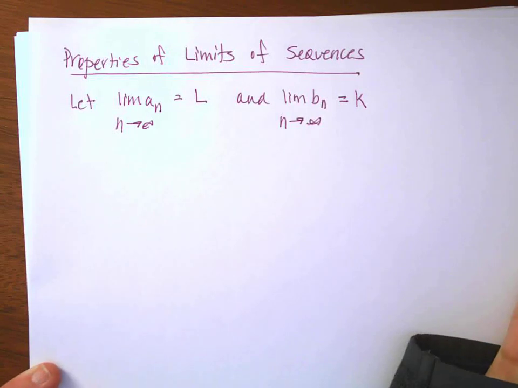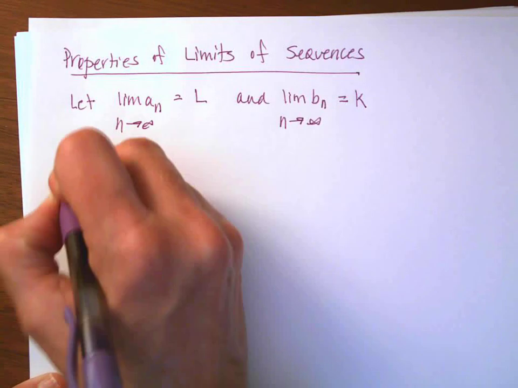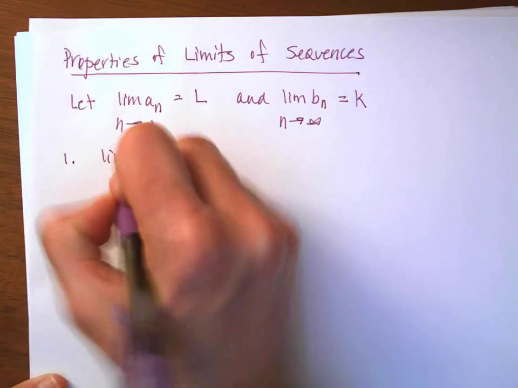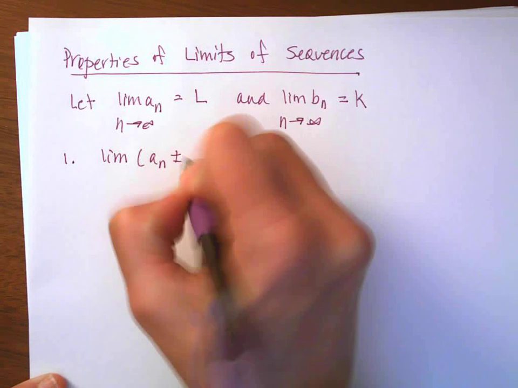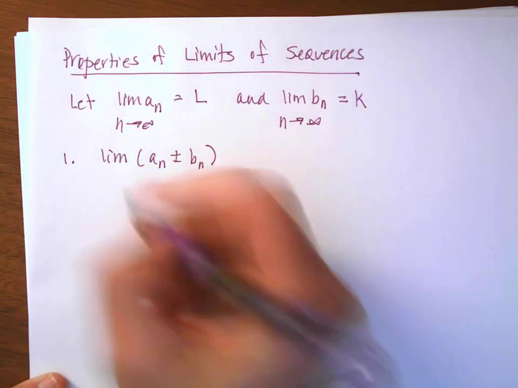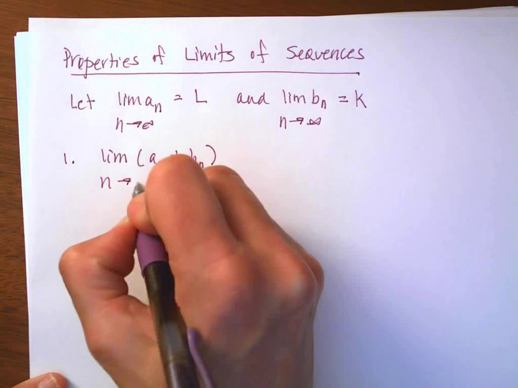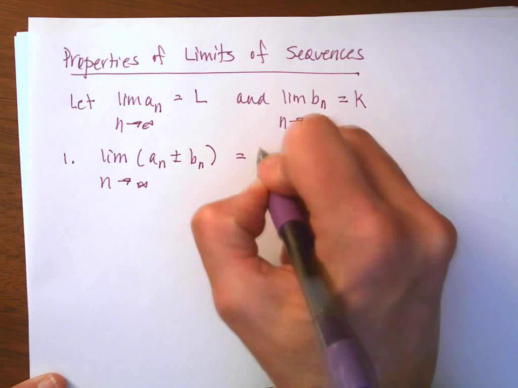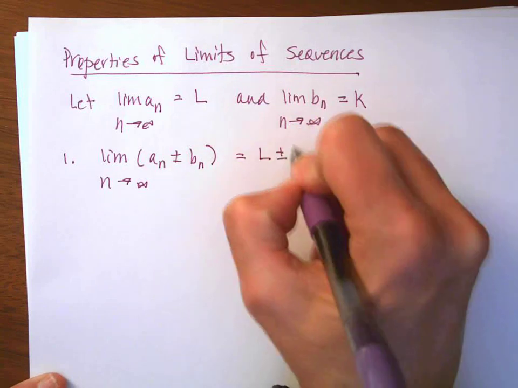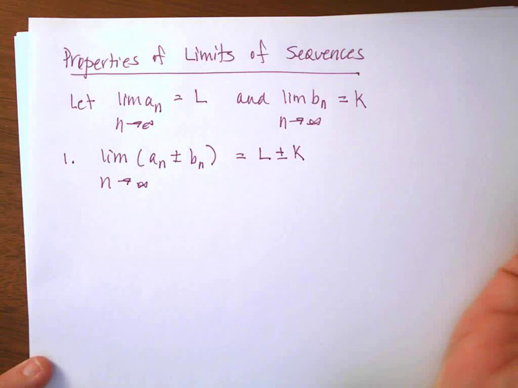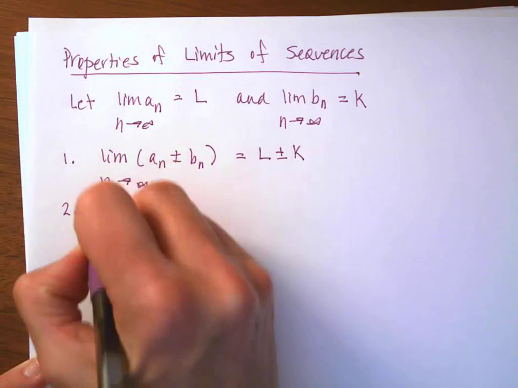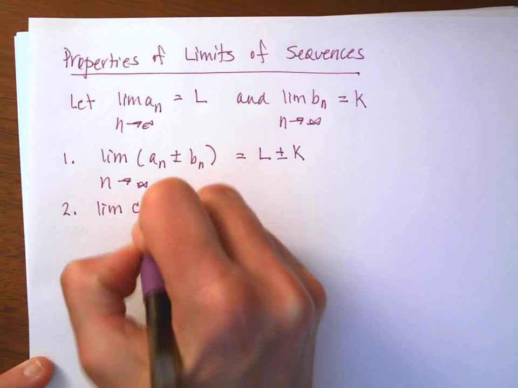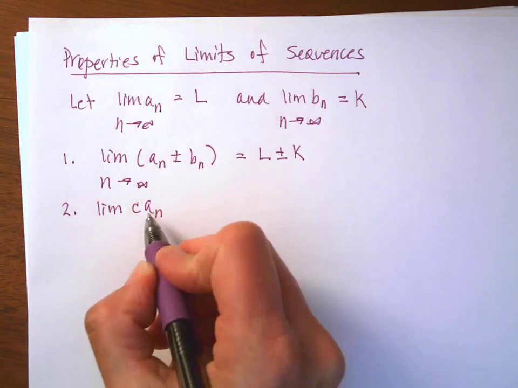And I know that these properties are going to seem very much like common sense because they're not that different from information that we've talked about in the past when we've talked about limits. But it doesn't hurt to restate it. So the limit of a sub n plus or minus b sub n, which would mean if I added two sequences together, which seems kind of weird, but there you go, would be the same thing as taking the limit of that one and adding it to the limit of that one.